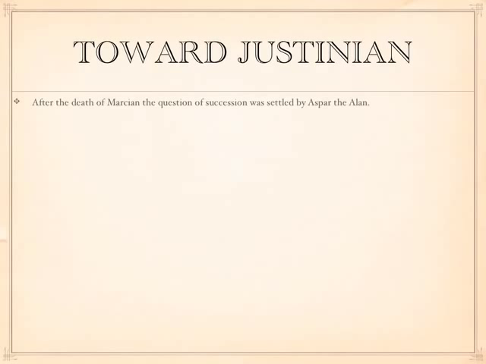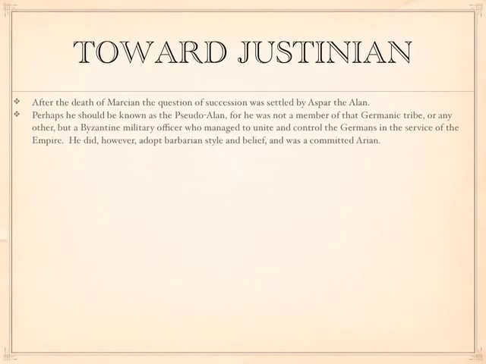After the death of Marcian, the military took over, and Marcian's friend and colleague, Aspar the Alan, decided to settle the succession question his own way. Perhaps Aspar should be known as the pseudo-Alan. Alans are a Germanic tribe. The Alans are like the Goths, generally. The big name for all the sub-tribes, but Visigoths, Ostrogoths, Alans, Sueves, these are all Germanic tribes. He was not a member of the Germanic tribe, but he apparently had joined with them and kind of gone native, although he was truly the native. He kind of went Goth in fashioning his own identity.